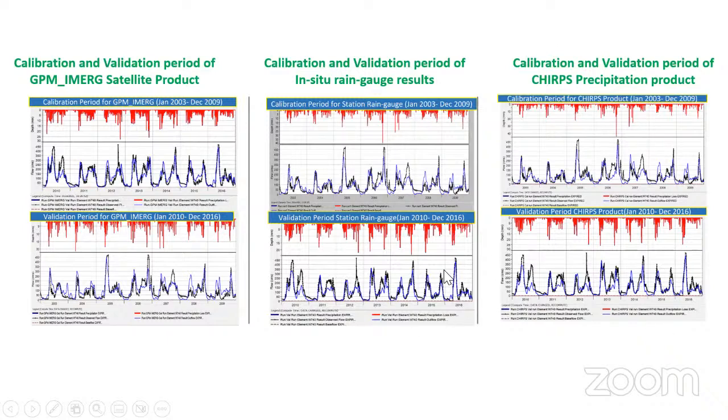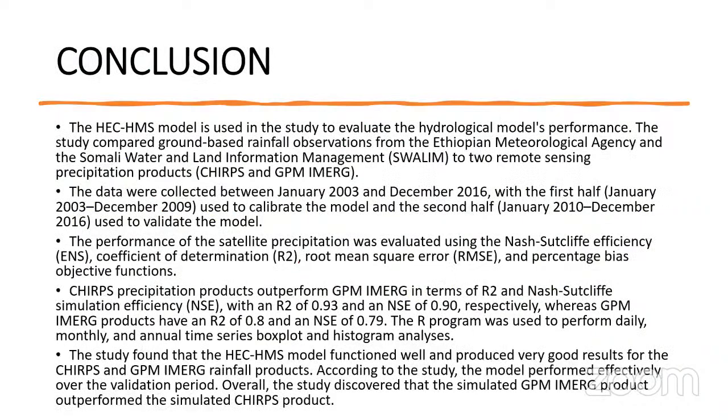So in conclusion, the HCMS model gave us very good results. The data were collected between January 2003 and December, and divided into two. Part of the data is used for calibration, and the second half is used for validation. The performances were assessed using Nash, R square, root mean square error, and percentage bias.